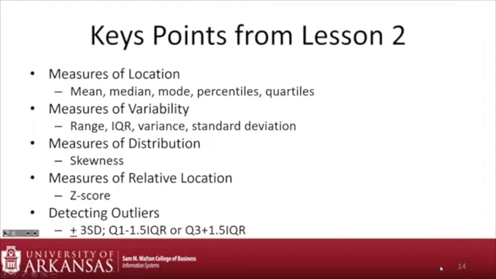More key points from lesson 2. We talked about measures of location, variability, distribution, measures of relative location, and detecting outliers.